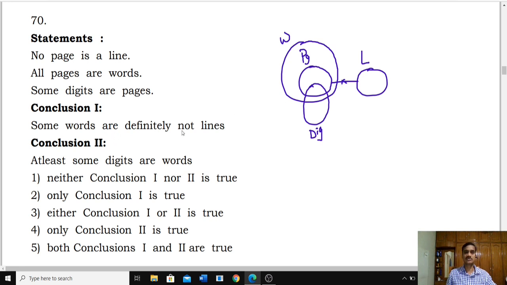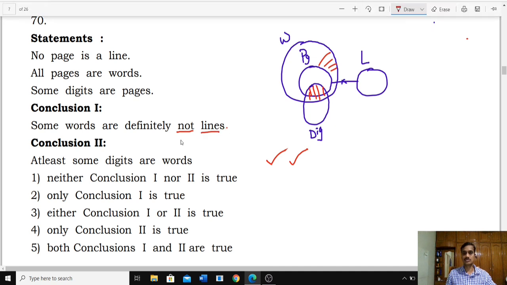First one, some words are not lines. And these are the words which are not lines, it is definitely true. Then second, some digits are words. Digit and word, there is an intersection between these two, that is definitely true. Both the conclusions are true, but between these two, the first one is a negative conclusion, that is true.